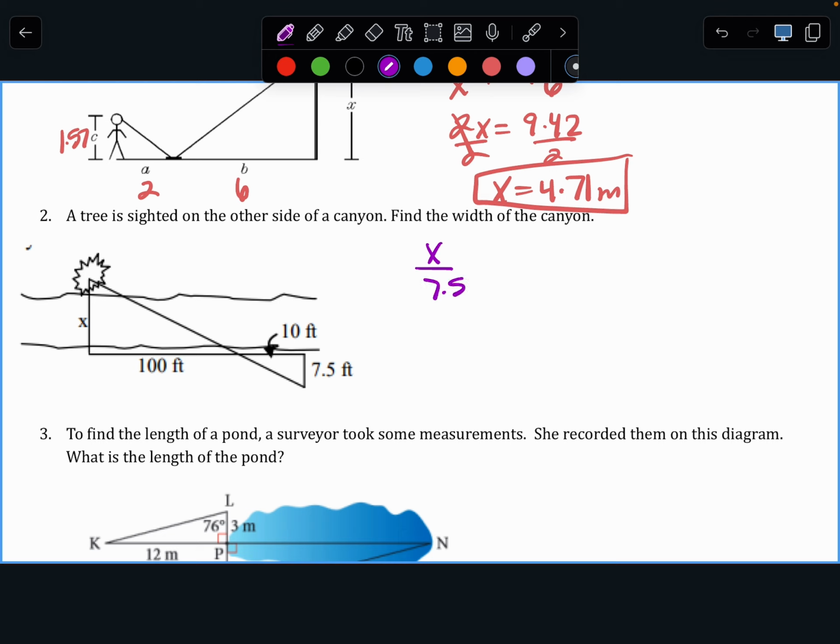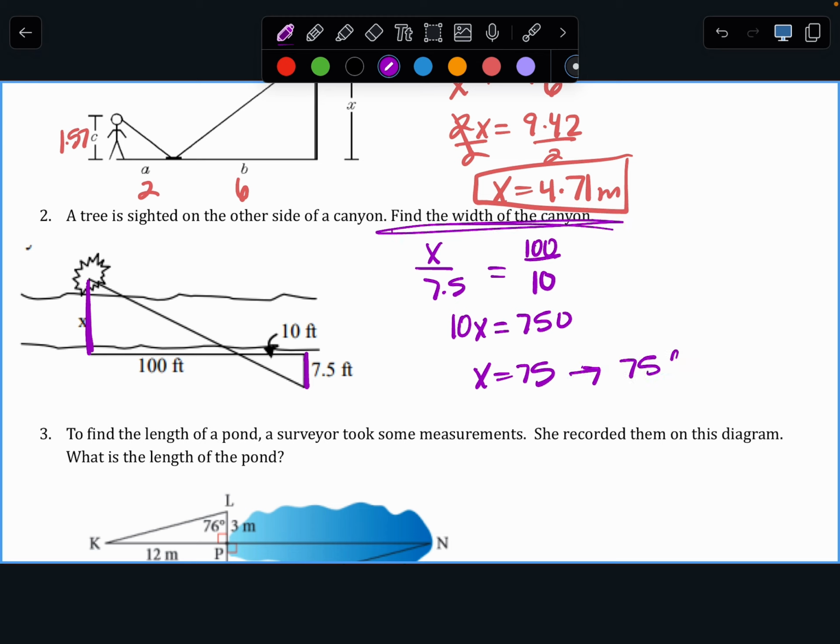7.5. These are both, from this picture, the vertical distances. So then I started with X. What's on top, the 10 or the 100? The 100. Because we went from big to small. So then that's 10x equals 750. X is 75. So when it says to find the width, just make sure you answer that it's 75 feet. Make sure that you answer the question that's being asked.